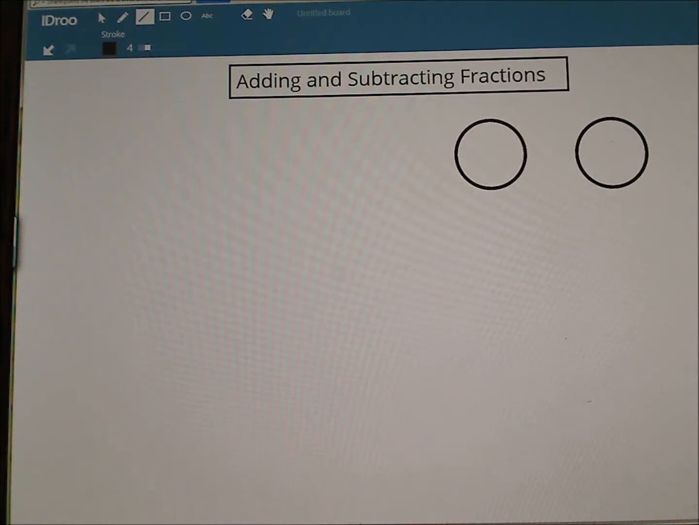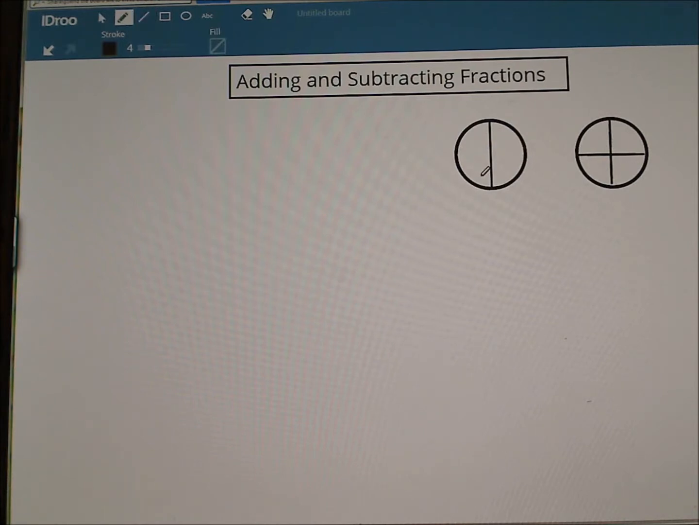In this video, we will discuss adding and subtracting fractions. But before we get started, let's remind ourselves of what a fraction is. Here I have two circles, which can be considered a whole. A fraction is a part of a whole. So I can take this circle and divide it into two parts, and I can take this circle and divide it into even more parts, and now I've created a fraction with these two whole circles.